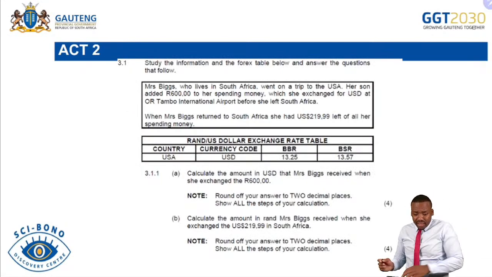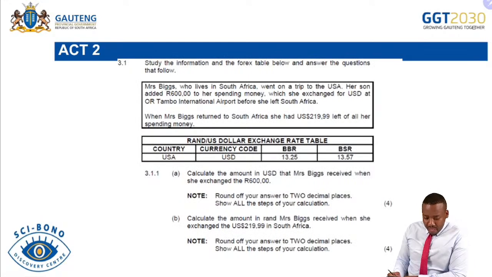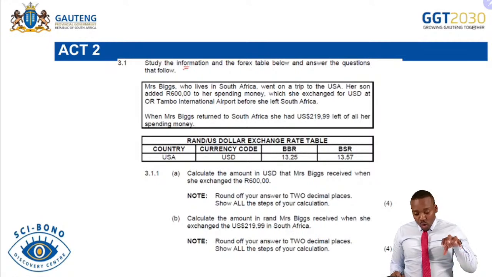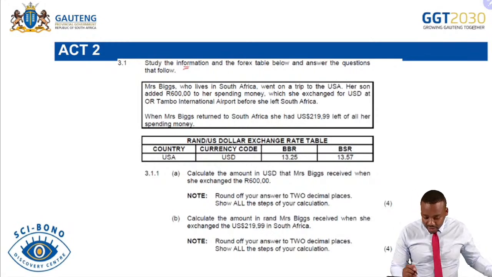Let's try to practice again with another activity. It's not easy, hey, as you can see. Now look at this one. Study the information. Again, remember I said the first thing that you need to do is to read the examiner's instructions. Study the information and the forex table below. After doing that, what must you do? Answer the questions. Let's analyze our text.